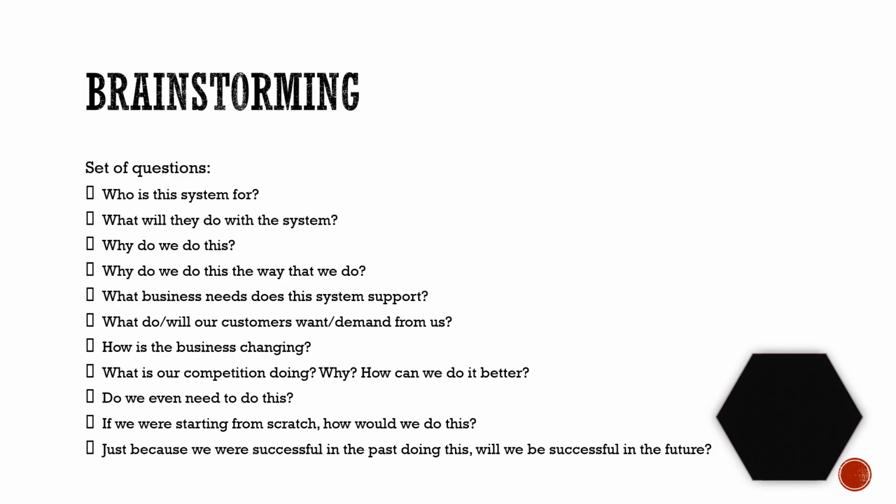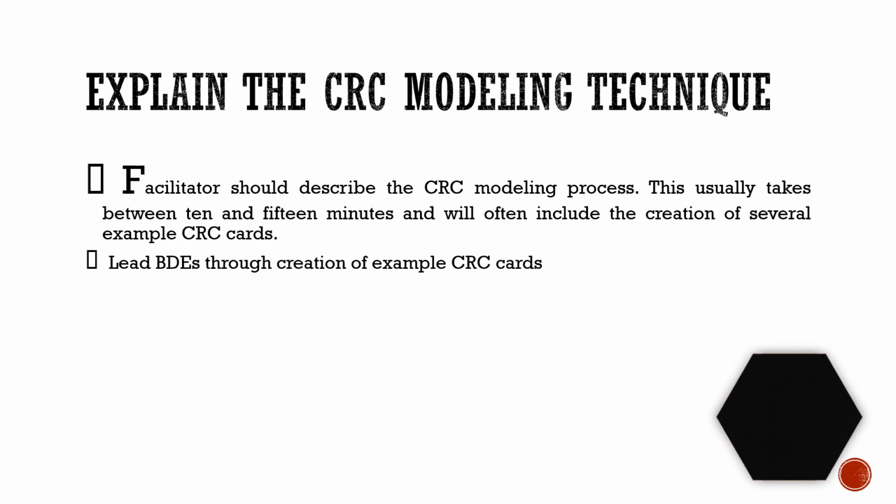Then we have the second task to do, brainstorming. Brainstorming is a set of questions that determines who the system is for, why it does it, how it does it, who will do it, what the functional requirements are, what the non-functional requirements are, which class collaborates with whom, and all of that will be answered in this phase. We will explain the techniques of CRC models. The facilitator should describe the CRC modeling process. This usually takes between 10 to 15 minutes and will often include the creation of several example CRC cards.